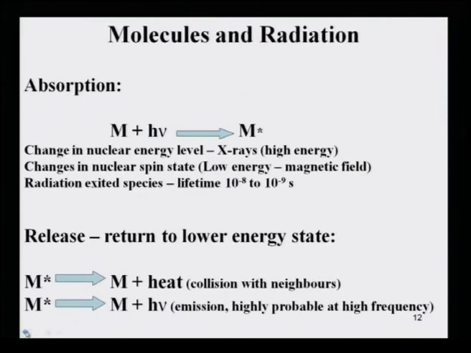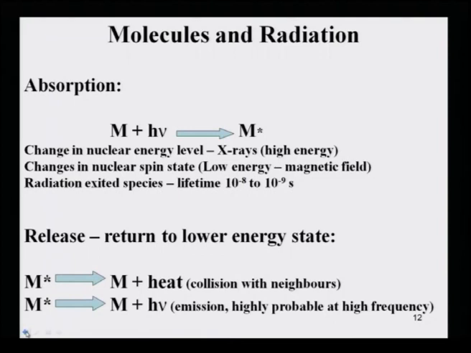Molecules, when they are irradiated, what exactly happens? When a molecule is excited with h nu as an energy source, what exactly happens to it? It forms M star, that means it is in an excited state. The molecule has now become excited. Change in nuclear energy level, X-rays are very high. Change in nuclear spin state, lower energy and causes a magnetic field.